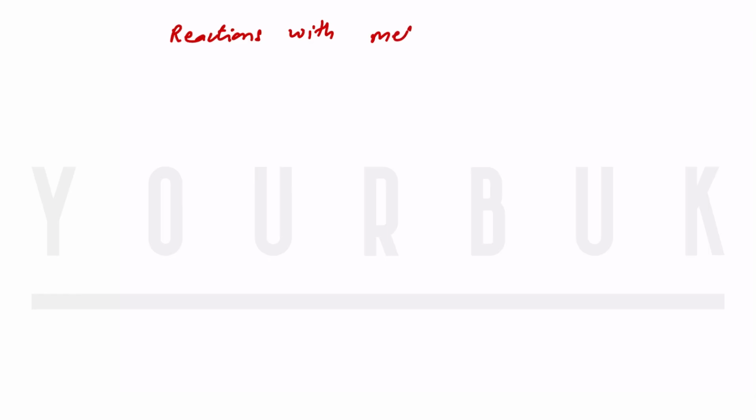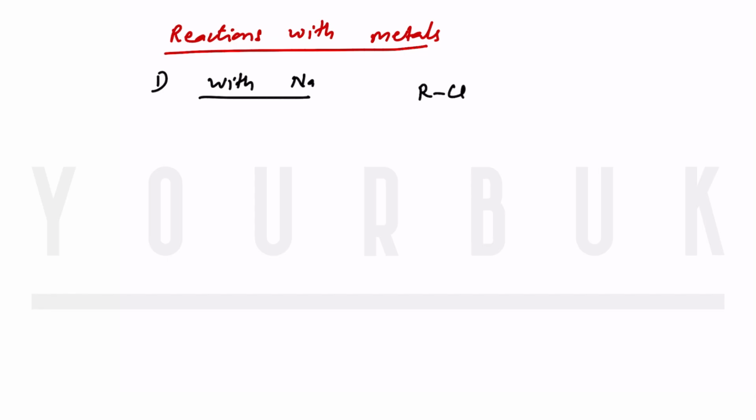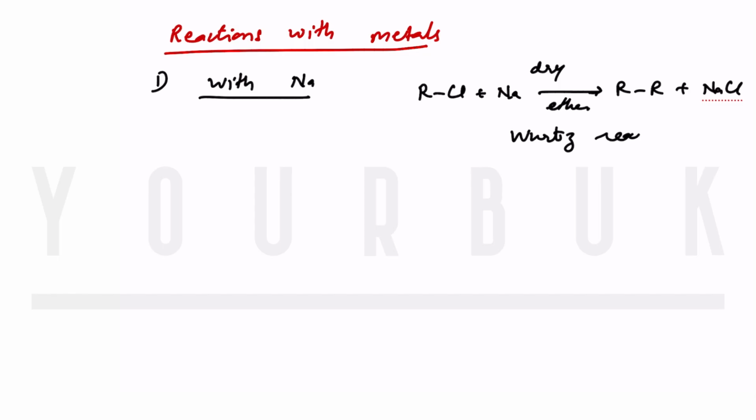Reaction with metals. The first one is with sodium metal. As you know, when haloalkanes react with sodium in the presence of dry ether, they form alkanes, R-R, and this reaction is called the Wurtz reaction. So the Wurtz reaction is given only by chloroalkanes, haloalkanes.